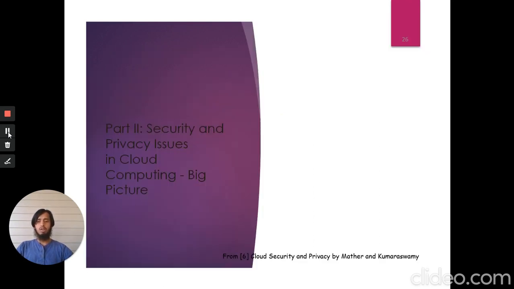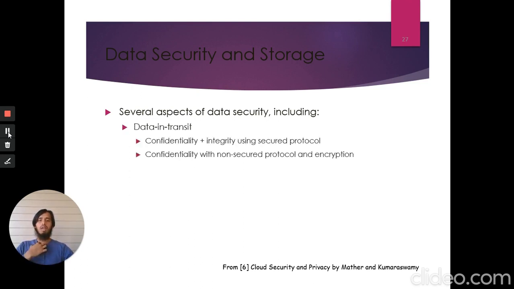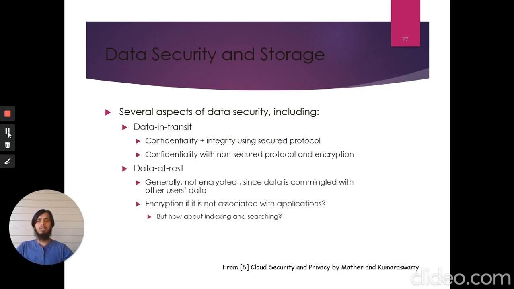Now, the second part, the security and privacy issues in cloud computing, in a big picture. Data security and storage. Basically, how the data is sent from the client to the provider, and how the provider stores the data, and exactly what's going on. We will try to see that here. So it will include data in transit and data at rest. Data in transit is the data that is being transferred from the client to the provider. Here, the two main concerns are confidentiality and integrity.